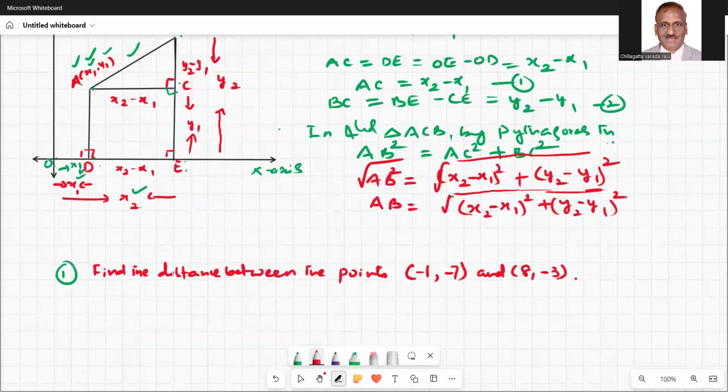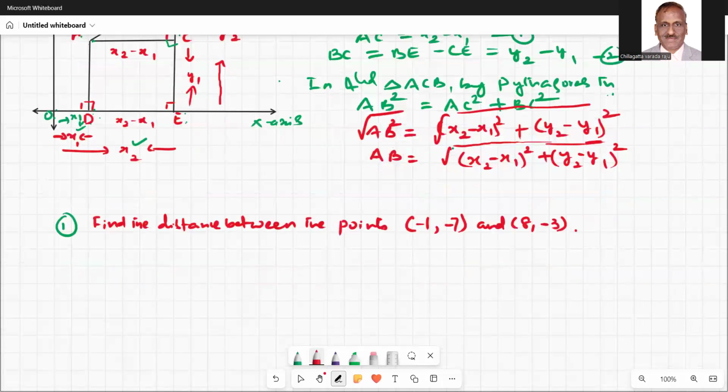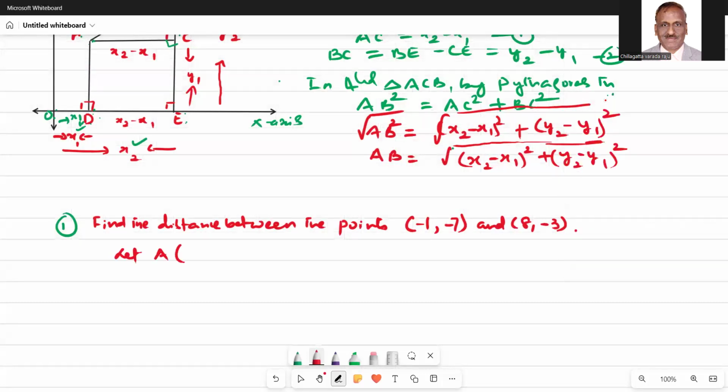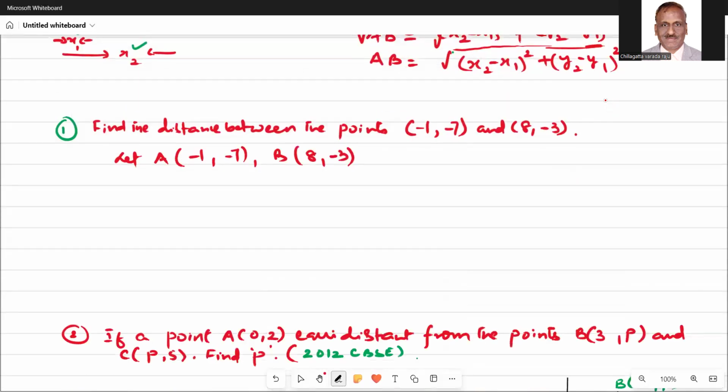So the first question is based on this distance between 2 points. Find the distance between 2 points, (-1, -7) and (8, -3). So what you do is let A equal (-1, -7), and B equal (8, -3). Okay. So what is the distance between these 2 points? Shall we apply the formula to find the distance between 2 points?